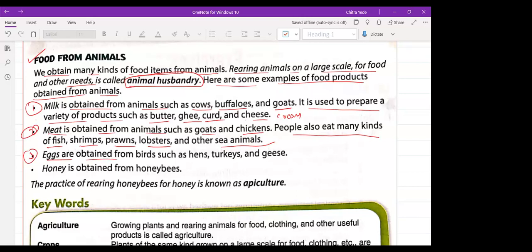Eggs are obtained from birds such as hen, turkey, and geese. They are again one of the important sources of food nowadays, proteinous food you can say. Then honey is obtained from the honeybee. The practice of rearing honeybees for honey is known as apiculture. And we rear the silkworm also on the mulberry plant, which is called sericulture.